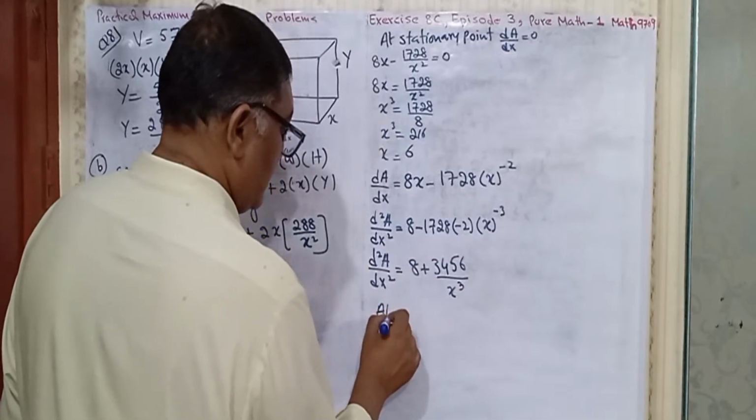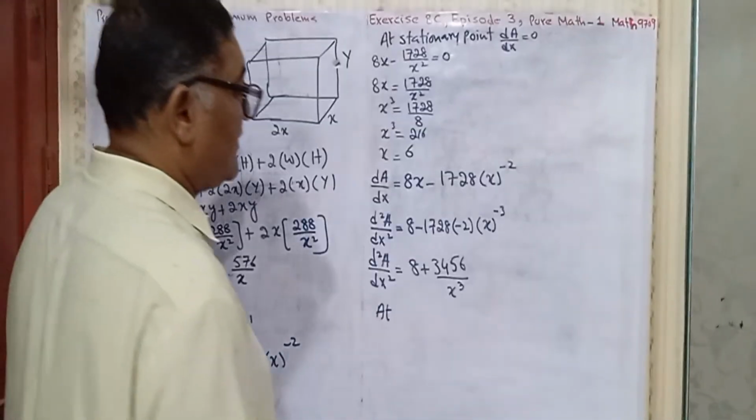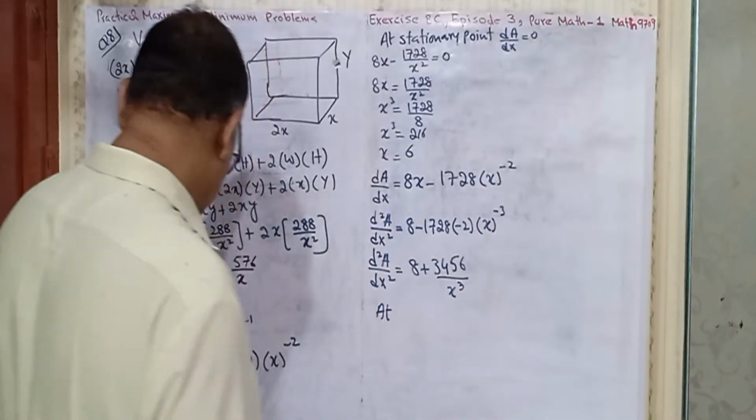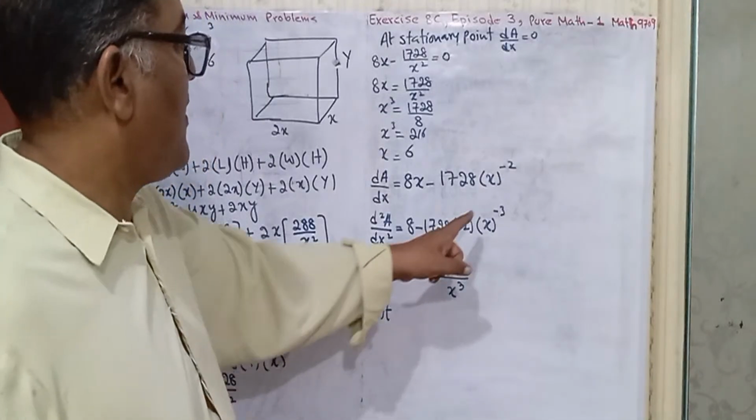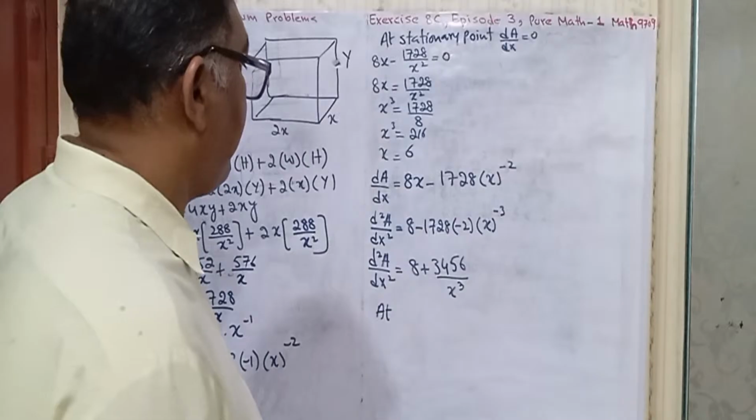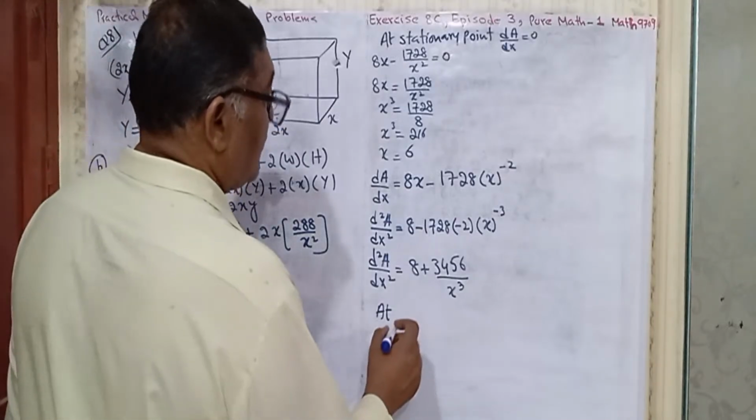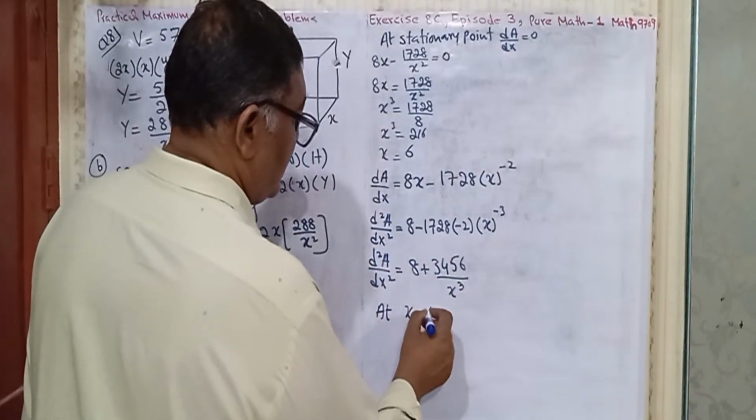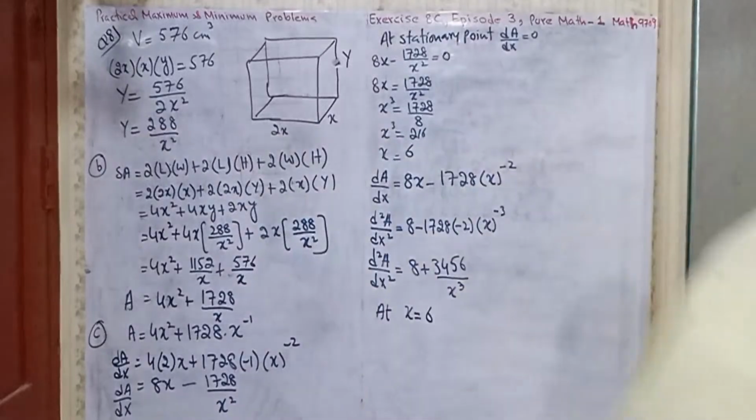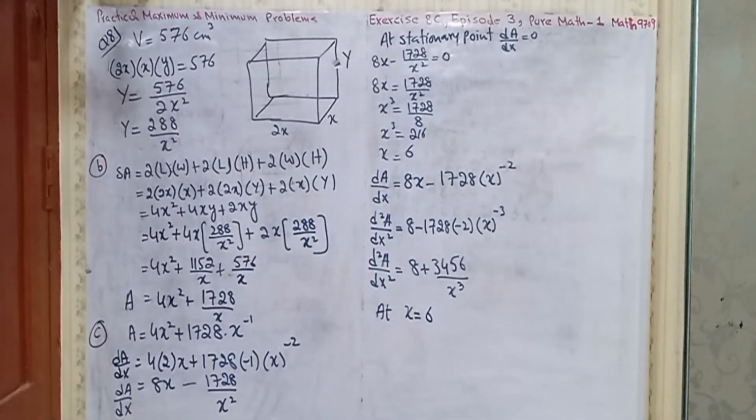Okay, so at x equals 6, let me check, because the question is to find the maximum value. Question number, 288 divided by x square, that is the right answer, sir.